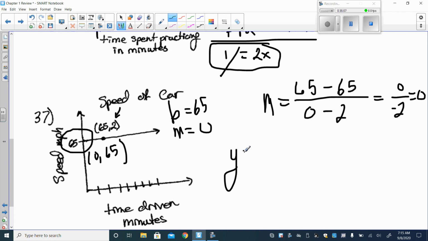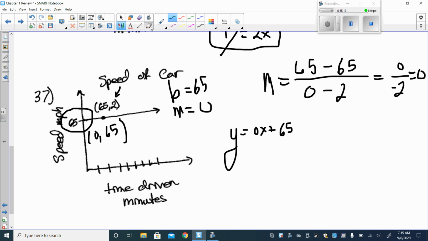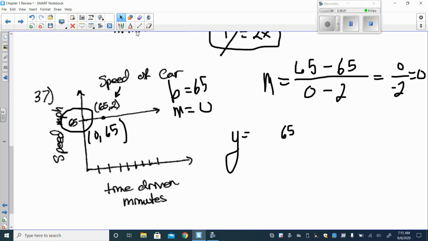So we have y equals 0x plus 65. Well, I don't have to include the 0x because it doesn't add anything. Anything times 0 is just 0. So what I'm left with is y is equal to 65. y equals 65. I'll type that out.